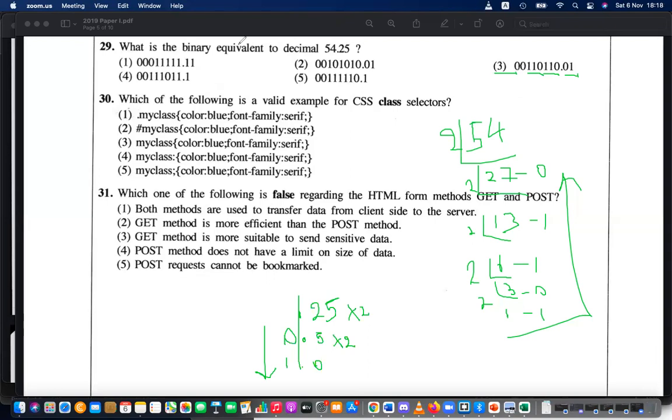Is there any other answer? I think answer 3 is the only answer. Yeah, answer 3 is the answer here.